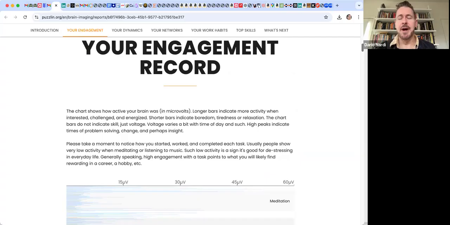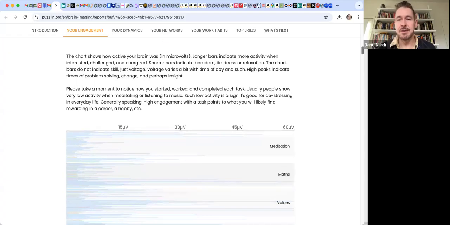So the report is divided into 4 sections roughly, and the first one here is the engagement record. I would not say that this is the most illuminating or exciting section, but it is probably the most understandable to people: we did a variety of tasks, and the bars indicate the amount and kind of activity, just boiling it down in that way.